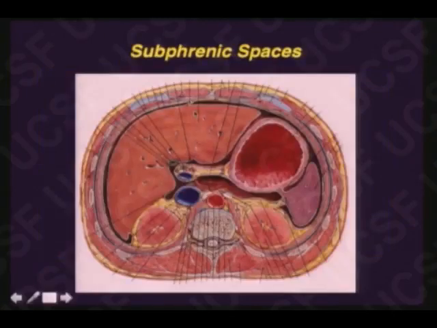So the right subphrenic space, of course, is divided by the falciform ligament. It starts cranially at the coronary and triangular ligaments, covers the entirety of the medial segment of the left lobe and the entire right lobe until you run out of liver going caudally. The left subphrenic space starts again at the coronary and triangular ligaments in the cephalad location, and covers the entirety of the lateral segment of the left lobe of the liver, the entirety of the stomach, and the entirety of the spleen.